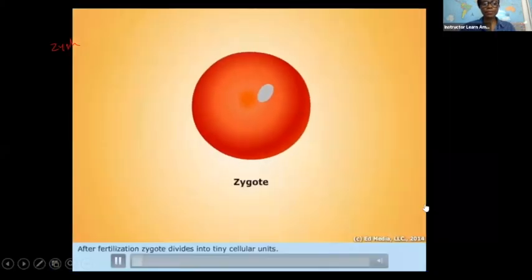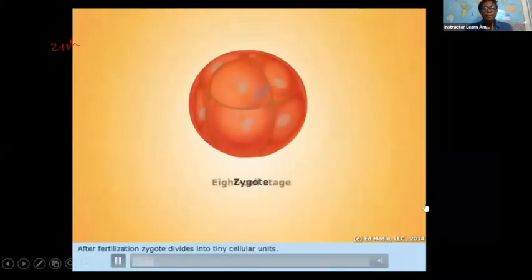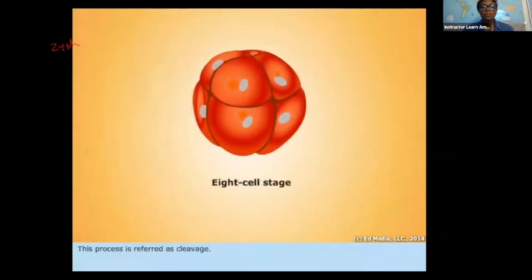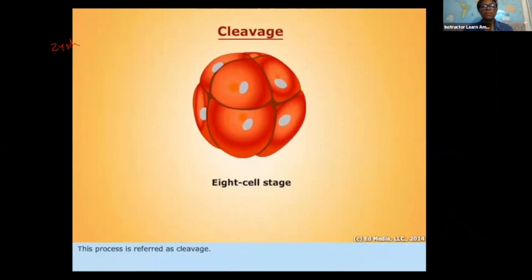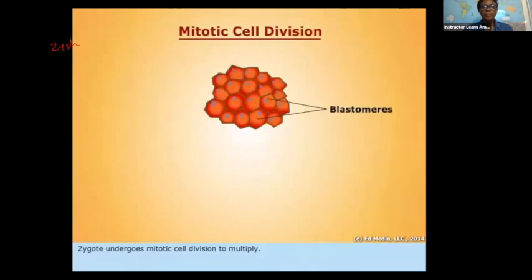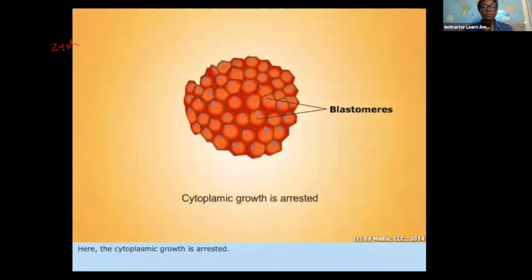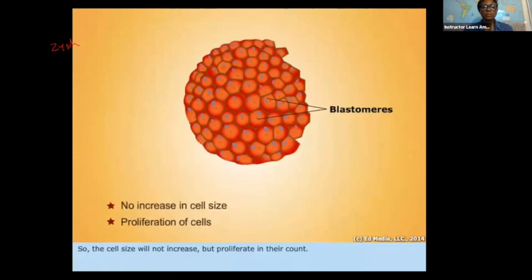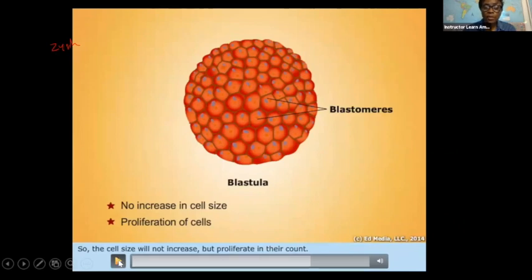After fertilization, the zygote divides into tiny cellular units. This process is referred to as cleavage. The zygote undergoes mitotic cell division to multiply. Here, the cytoplasmic growth is arrested. So the cell size will not increase, but they proliferate in their count. All right, that was an important part.